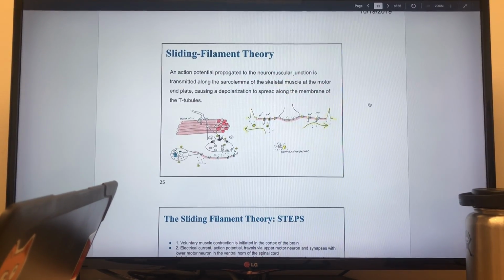Yeah. Cool. Alright, so we're going to go sliding filament theory first. This is very simple. I'm just going to go with the pointer here on the diagram. You can follow along on your iPad.